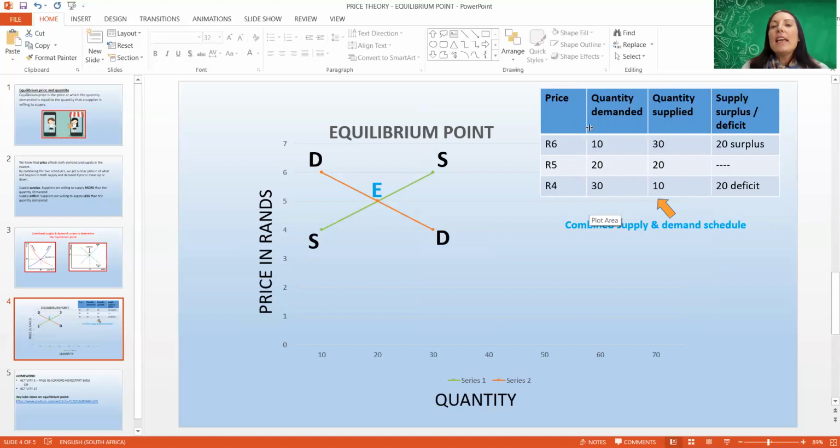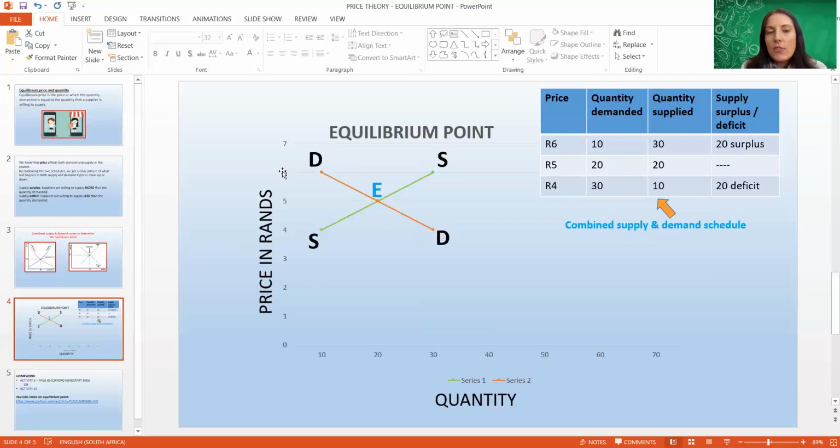So we said, if we look at the clients or the customers who are demanding these Twiggles chips, they want to buy them. We said at a high price, they're going to demand very few of these packets of chips. We said in a class, let's say only 10 students would want that. We said at 5 Rand, more students would buy the Twiggles. And if I drop the price to 4 Rand, then the whole class will buy the Twiggles. And there we can see it on the graph again.